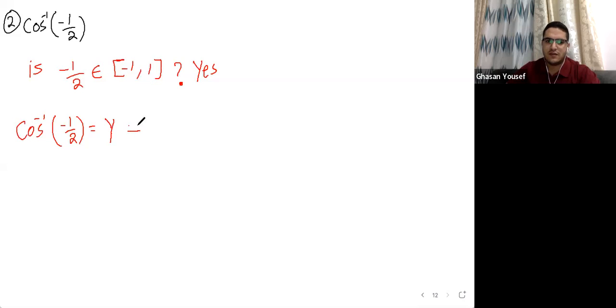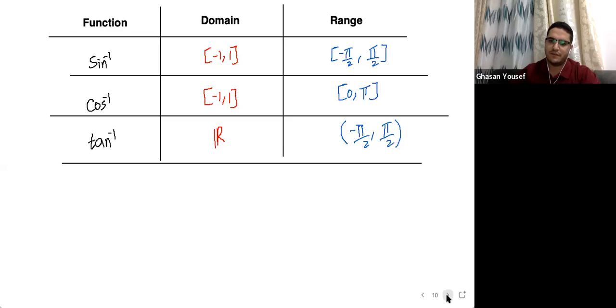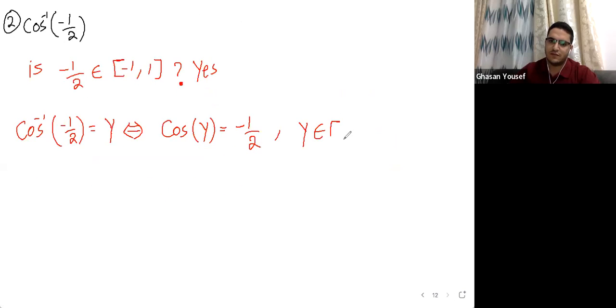This means take the cosine of both functions, so I will get cosine of y equals minus 1/2, such that this y must belong to the range. What's the range? From 0 to pi. Now, what's the value if I plug it inside? They give me the answer minus 1/2.